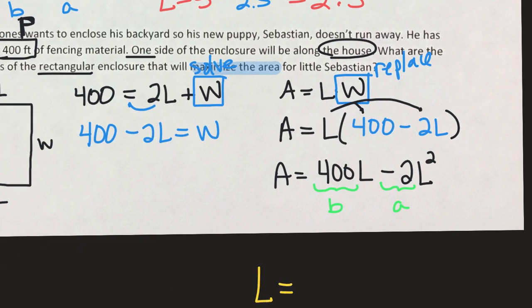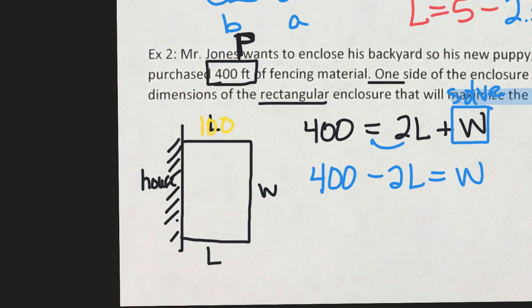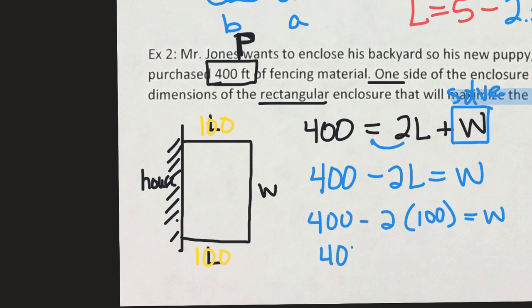So let's see, length equals the negative of 400, that's your b value, divided by 2 times negative 2. Okay, so I get 400 over negative 4. Negative 400 divided by negative 4 is 100. So I have a length of 100 feet. So I have a 100 dimension here and a 100 dimension there. And if my total is 400, then what will my width be? 200. So 400 minus 200 gives me a width of 200.